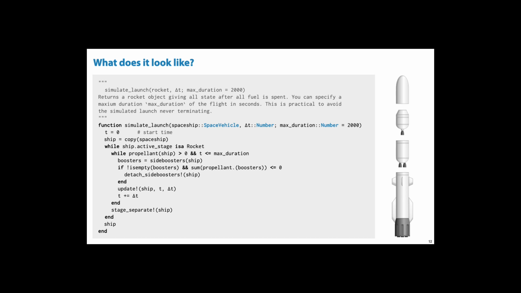So what exactly does Julia code look like? Well, here's an example. This is from the training course that I hold on Julia programming, where I go through an example of a rocket spacecraft and simulating a launch of this. So you don't need to understand what exactly this code does. It's not important for this talk, but I want to just highlight a few points about this code.